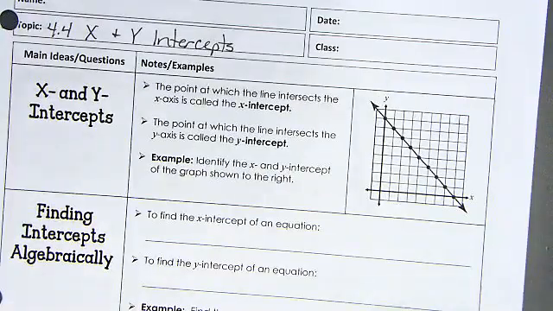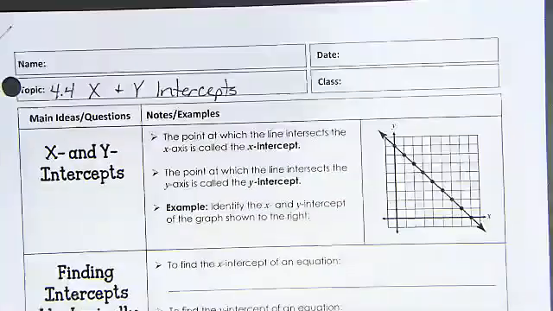All right. So today we're going to talk about x and y intercepts. We've been talking about the y-intercept, and we've kind of talked about x-intercepts in reference to being called the zeros or the roots. We're going to talk about now how to use the x and y intercepts to graph.